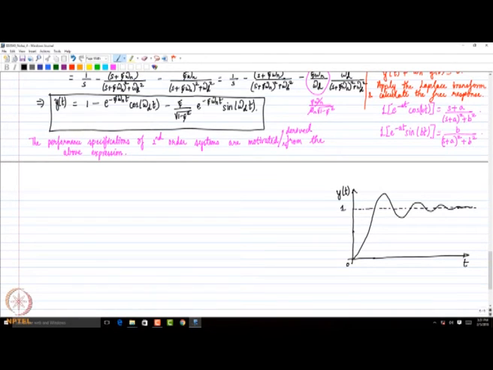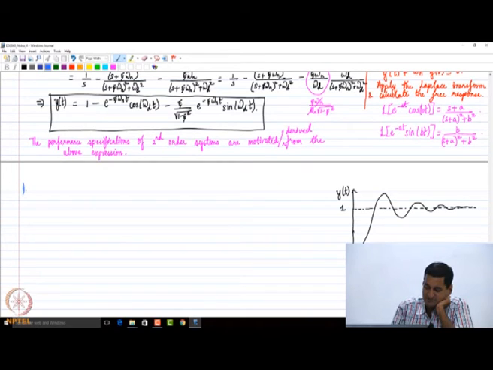It is going to oscillate around 1 and then finally settle down. So you can see that the cos and the sine functions are multiplied by a decaying exponential. So you see that the envelope of the oscillations is going to decay. That's why you have a stable system but it oscillates. That's okay, right? So what are these performance specifications?